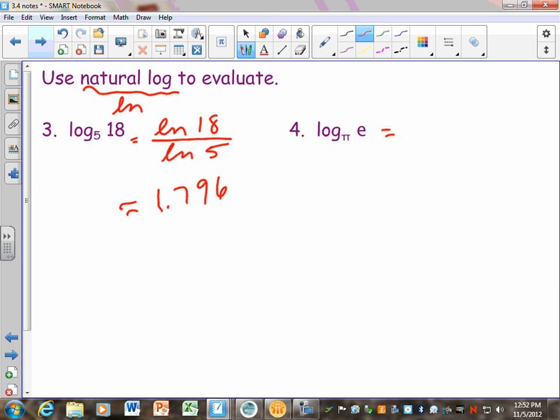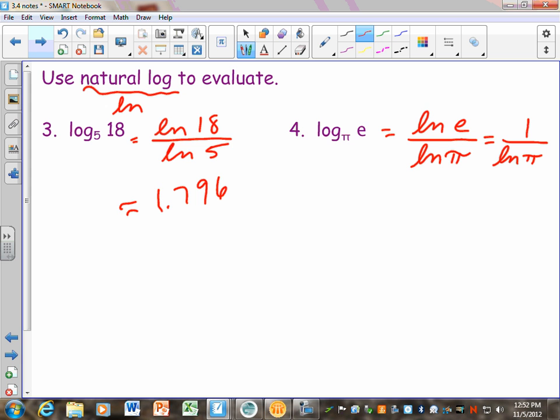But the base goes on the bottom, so that means I would get ln of e over ln of pi. What is ln of e? So it gives you what? 1. So if you wanted to, a little less stuff to type in your calculator, that's the same as 1 over ln of pi. Remember that ln and e are inverses, so it's really nice if you can simplify that. But you can just type ln of e on your calculator.